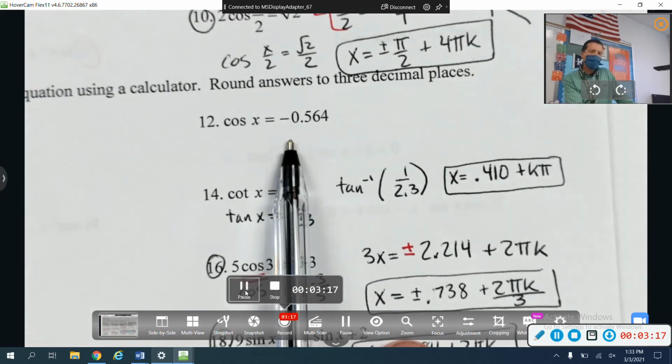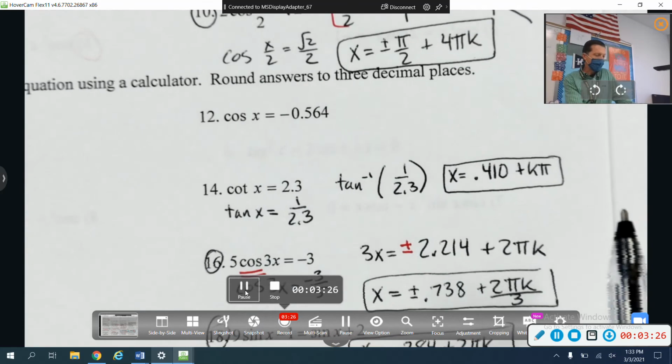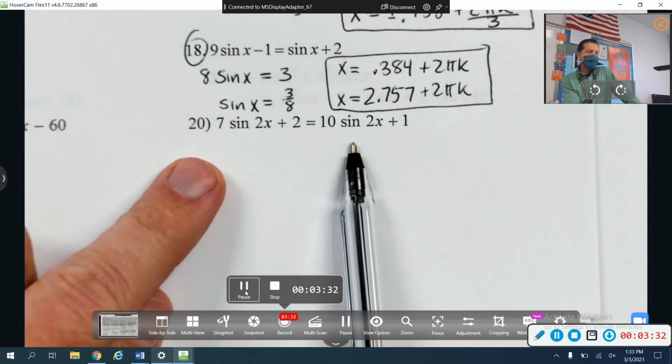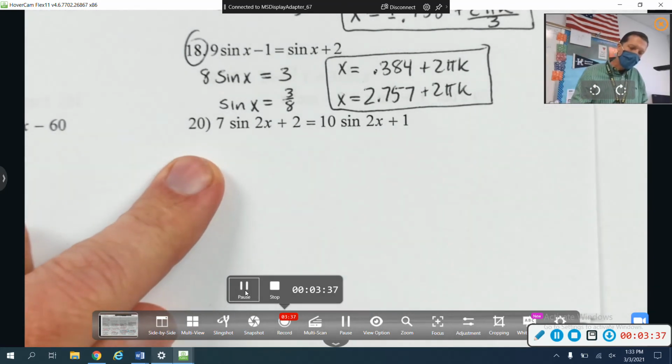What's the shortcut for cosine? After you get an answer from the calculator, how do you find the other one? It's just plus or minus, so that's sort of the second easiest. The hardest, I don't know if it's hard or not, but the hardest would be sine. How do we do sine? How do we find the other angle for sine?